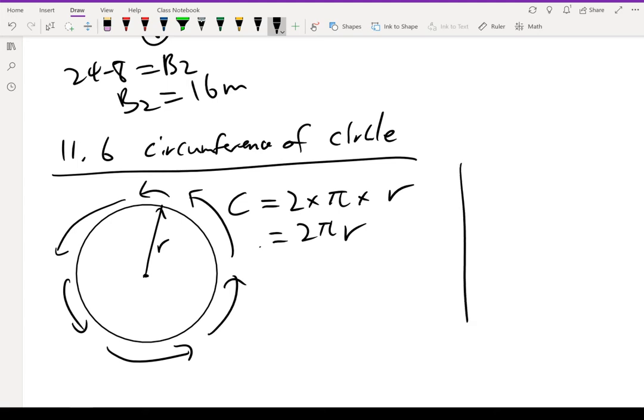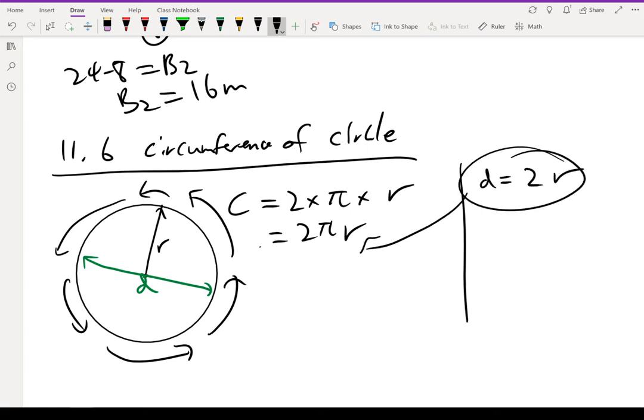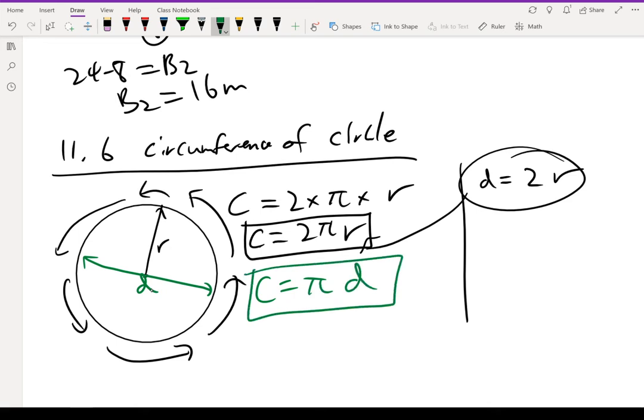Now if we remember, diameter is twice the radius, because it is all the way across rather than just halfway. And so we can also say that diameter is equal to 2 times radius. So we can actually put that into here, and so we can get an alternate form. This is one of the forms. Circumference is 2 pi r. There is an alternate form for circumference, which is equal to pi times the diameter, pi d. So there are two ways of finding circumference. Either you use 2 pi r, or you can do pi d, depending on what the question gives you.